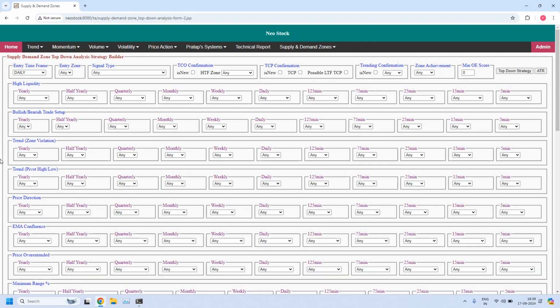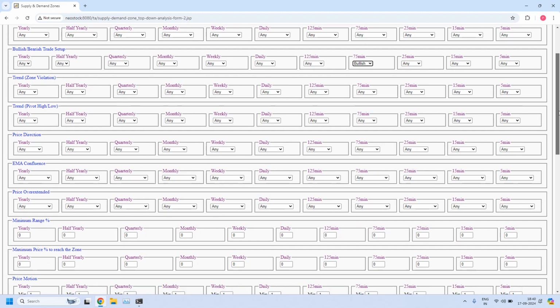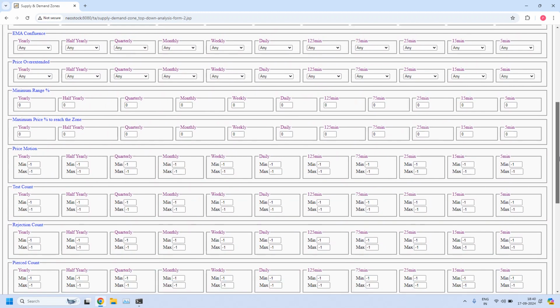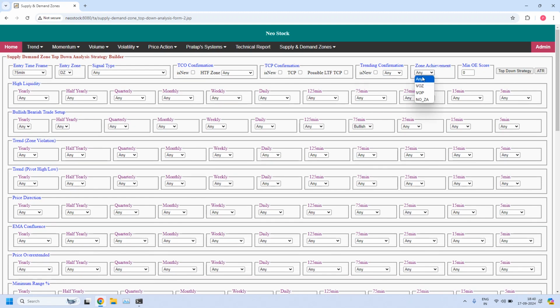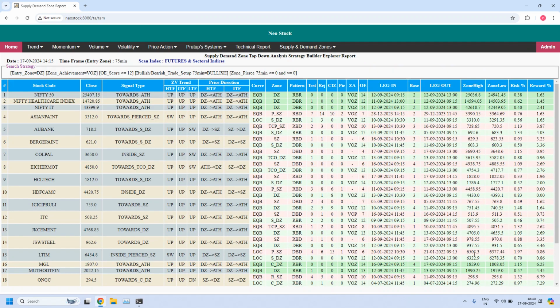Okay, next bullish trade setup for weekly income trade. Entry time frame is 75 minutes, entry zone demand zone. In bullish or bearish trade setup at 75 minutes, I am selecting bullish. The 75 minutes demand zone should not be pierced. So in the pierced count at 75 minutes, I am setting minimum value 0, maximum value 0. Zone achievement violated, opposing zone. Minimum odd enhanced score 12. All the 3 parameter filters are applied to 75 minutes demand zone. So good number of stocks are filtered. These are the first 18 stocks in the list.